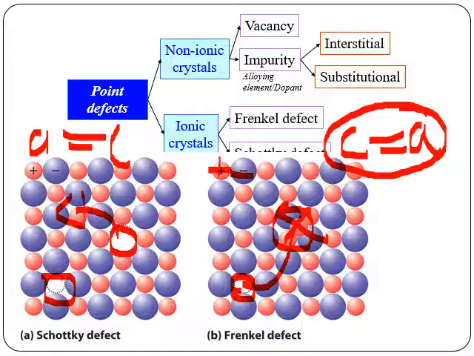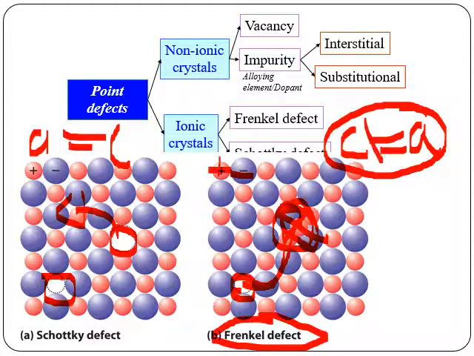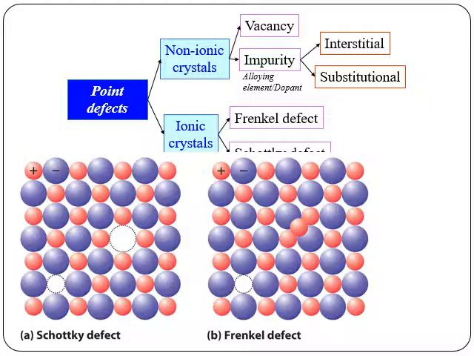So whenever a single ion is missing from its place, that is a Frenkel defect, and it should be found within the crystal in order to keep the ratio of the number of cations and anions equal. In the Schottky also, a pair of an anion and a cation goes missing from its place; it may be found, or it may be missing from its place. So these are the point defects.